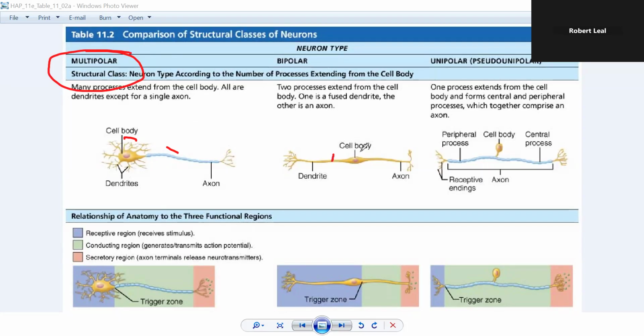If it looks like there's only two processes coming off the cell body, then it's referred to as a bipolar neuron. If you happen to see typically one process coming off the cell body, you refer to it as unipolar, even though typically it's more than one theoretically. So you could also refer to it as falsely one, which is pseudo-unipolar.